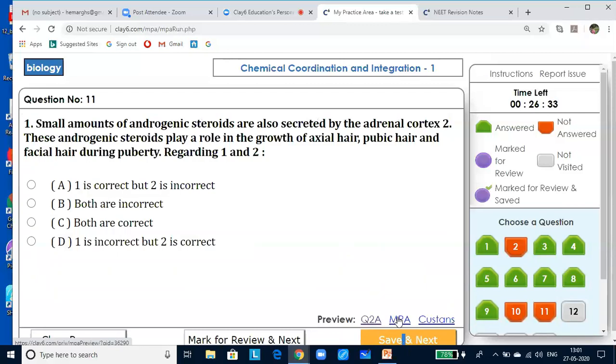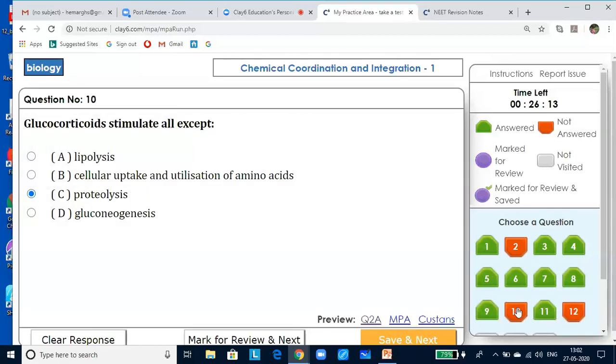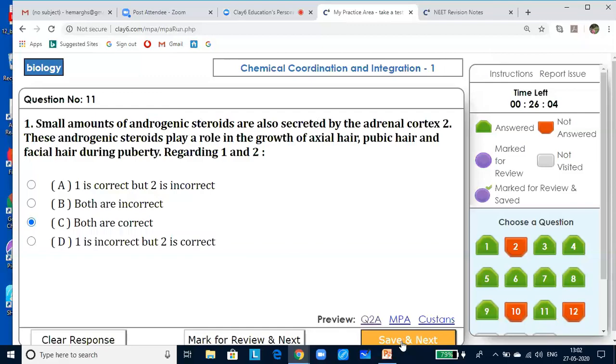Small amounts of androgenic steroids are also secreted by the adrenal cortex. These androgenic steroids play a role in the growth of axial hair, pubic hair, and facial hair during puberty. Now, which is the correct? Both are correct. I think I have skipped the 10th question. Glucocorticoids stimulate all except cellular uptake and utilization of amino acids. Okay, this we are done.